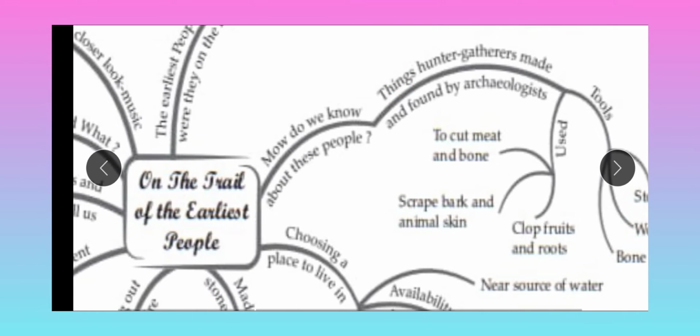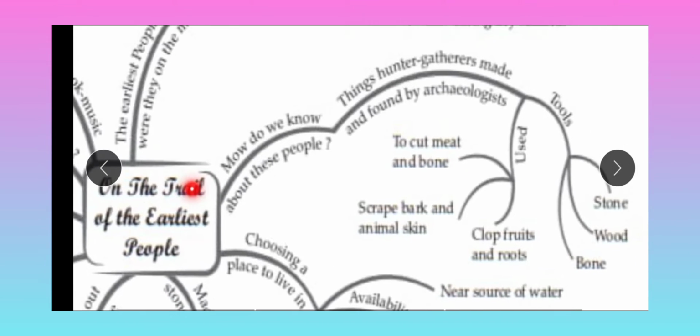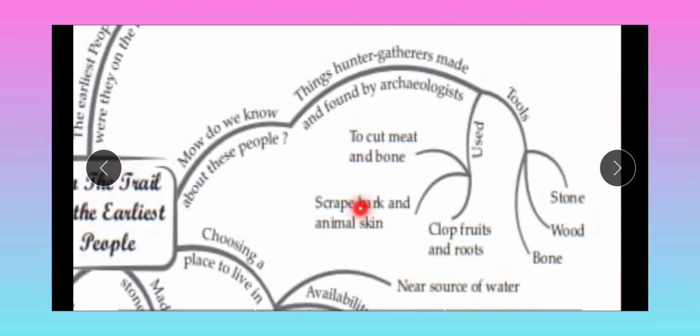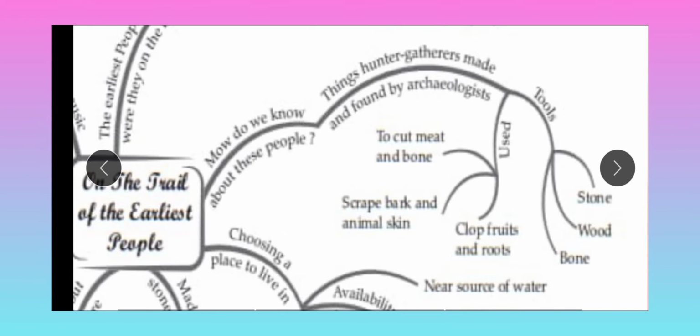Next point, here a print mistake is there. How do we know about these people? For that, we look at the things hunter-gatherers made, which were found by archaeologists. Means at that time hunter-gatherers made things, and these have been found by the archaeologists. By this we came to know about them.